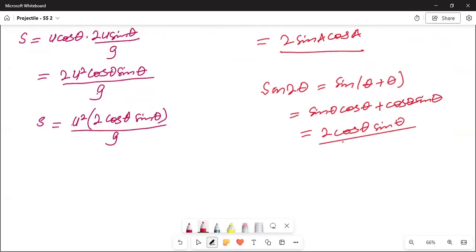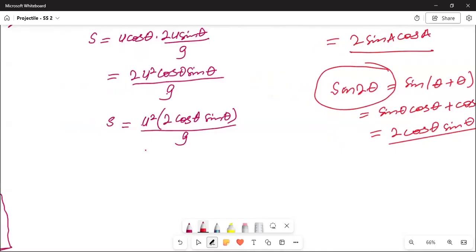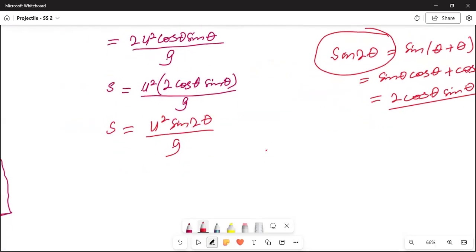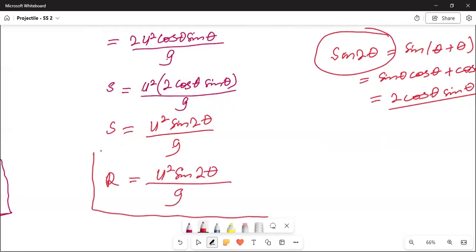The question then is, what gave rise to this? It is sine 2 theta that gave rise to that. So because of that, we can replace this expression inside the bracket with sine 2 theta, so that s becomes u squared sine 2 theta over g, which is the range of the projectile. So since the distance s here represents the range of the projectile, I can turn the s to R equal to u squared sine 2 theta over g. That is the range of our projectile.